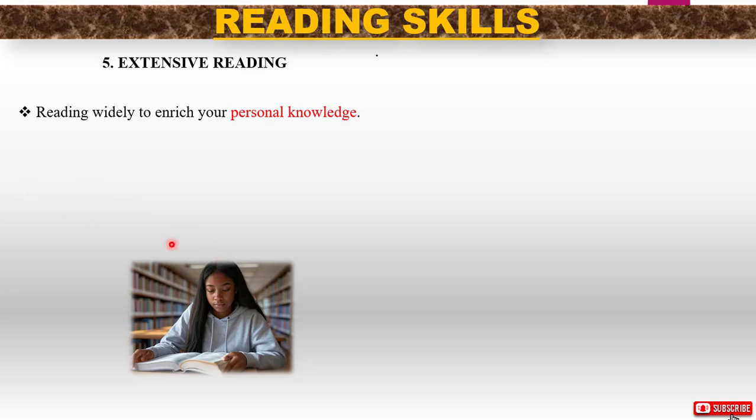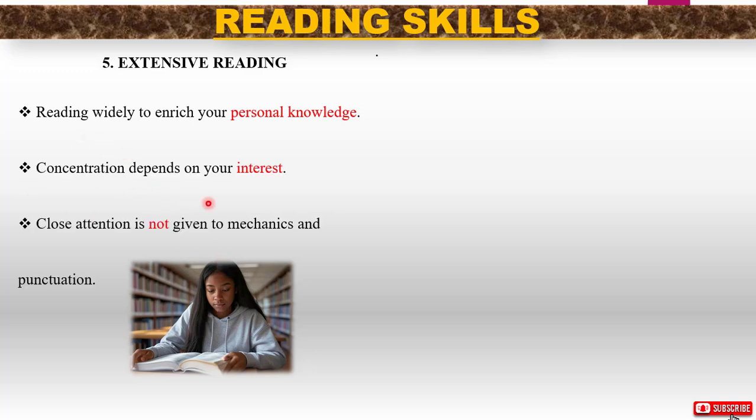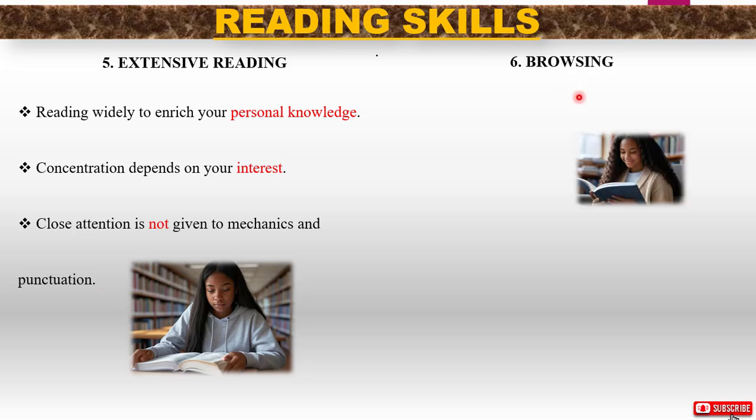So in extensive reading, the concentration will depend on your interest. If you are very interested in what you are reading, then you are going to concentrate much more on your material. But in doing extensive reading, since the purpose is to enrich our personal knowledge, we don't pay close attention to mechanics and punctuation. We are just reading to enrich our knowledge. What about browsing? This is the reading that we do purposely for pleasure or to improve our language. So just as we see here, browsing is done in a very relaxed way.